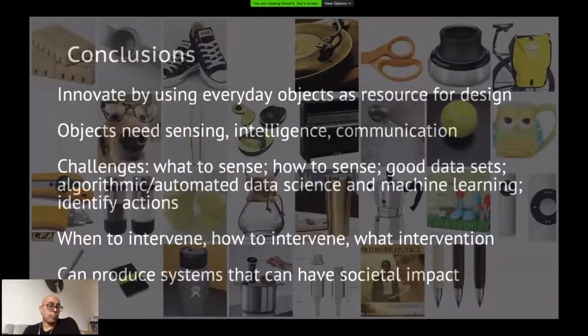I think there's a lot of opportunities to innovate by using everyday objects. I said before, we use mostly smartphones and smartwatches that you can carry, and maybe smart speakers in your environment, because most of the objects we have around us are not computationally enhanced. But I think there's a lot of opportunities for those objects to be a resource for design and for computation. The challenges are still figuring out what exactly we want to sense, how to sense it, how to create well-curated data sets, particularly getting ground truth, and then being able to extract routines. And to produce systems that hopefully one day, they don't yet, will have some significant societal impact.